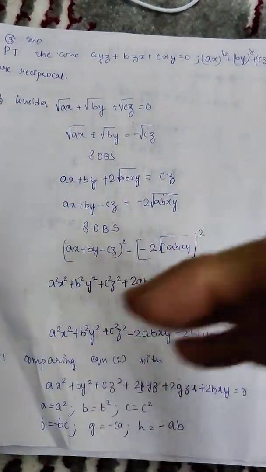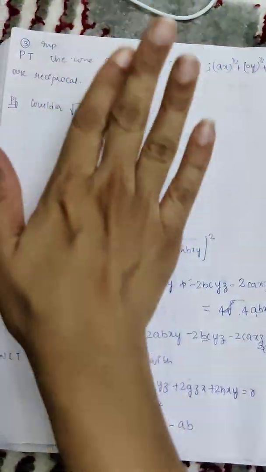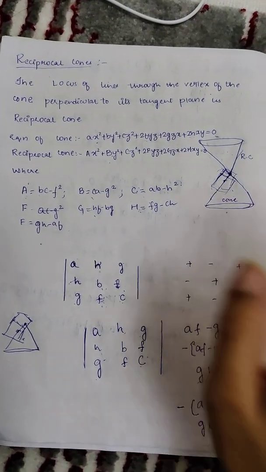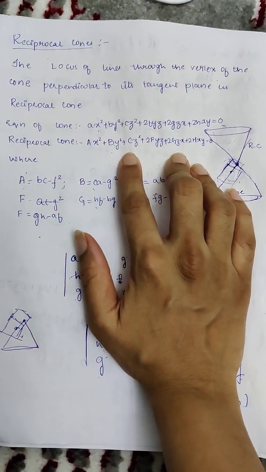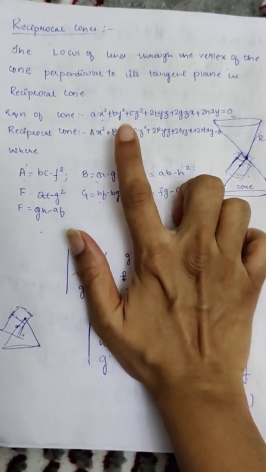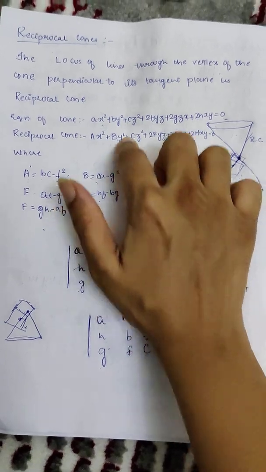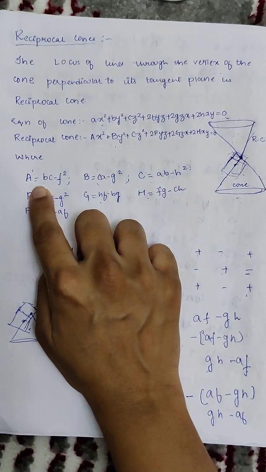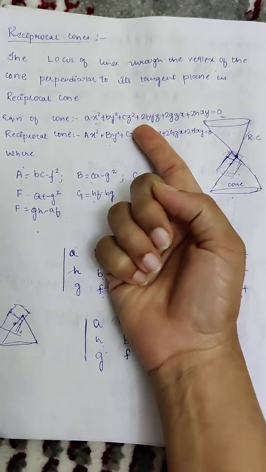Now girls, before taking any of the equations, we should recall how my equation of the reciprocal cone looked. Girls, this is the equation of the reciprocal cone. But if you observe this, the equation of the reciprocal cone is obtained from the general equation of the cone, because this capital ABC is constructed by taking the values from the general equation of the cone.